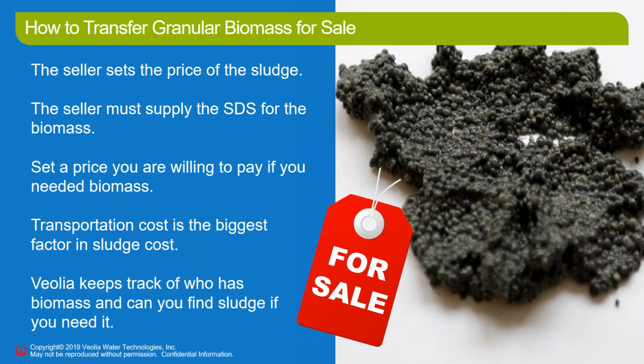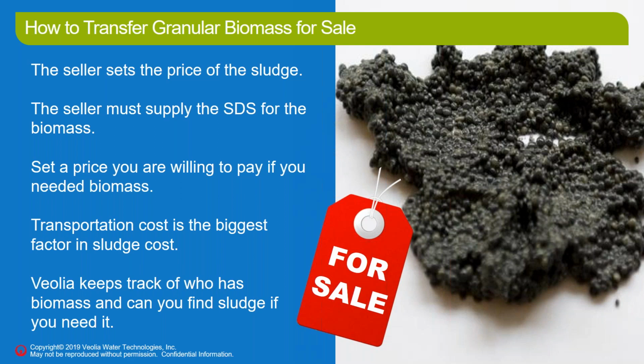And my recommendation is you set the price based on what you would be willing to pay if you needed sludge. Okay, and as a seller, you need to supply an SDS for the biomass, because nobody will transport it without the SDS, and the generator has to provide the SDS. When selling sludge, the transportation cost for the buyer is really the biggest cost.